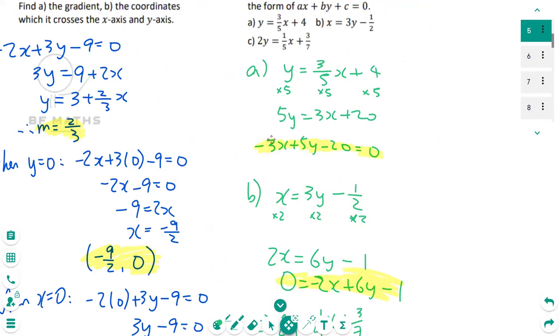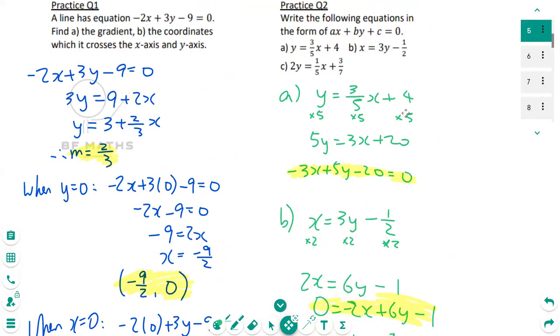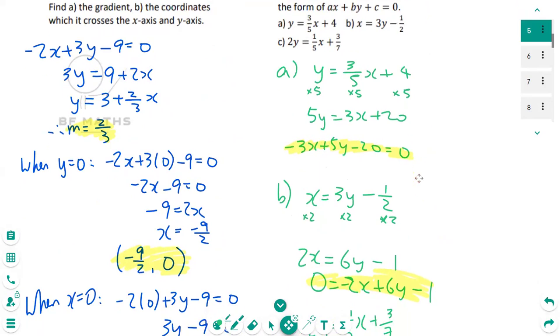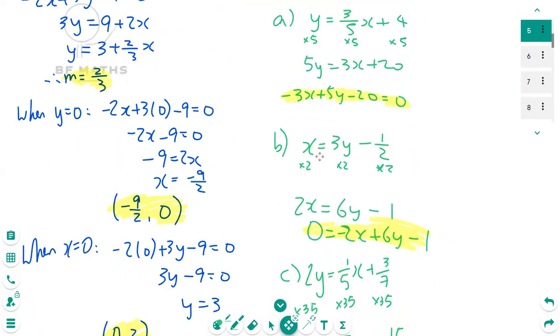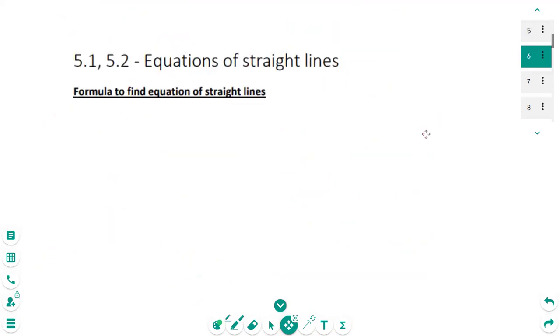Okay, for question 2, to make it ax plus by plus c form, for question A, you multiply everything by 5 because the denominator is 5, then rearrange it. Your answer could be, instead of minus 3x plus 5y minus 20 equals 0, a positive 3x minus 5y plus 20 equals 0. For B, you times by 2. For C, you times by 35 because the lowest common multiple of 5 and 7 is 35. Okay, let's carry on.